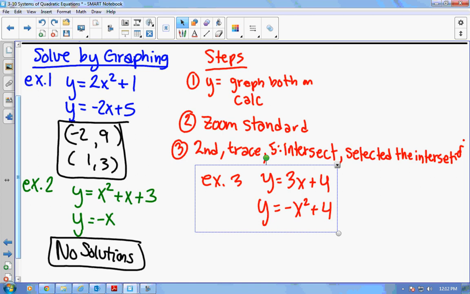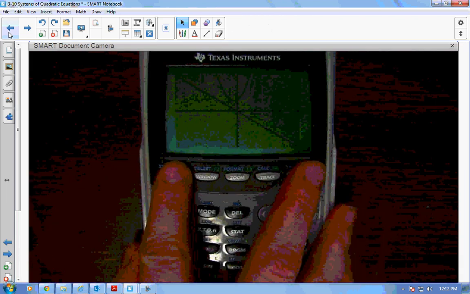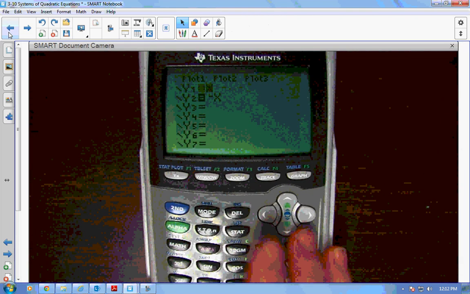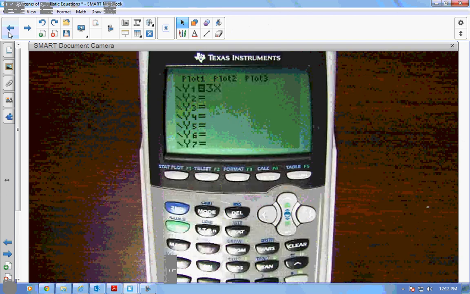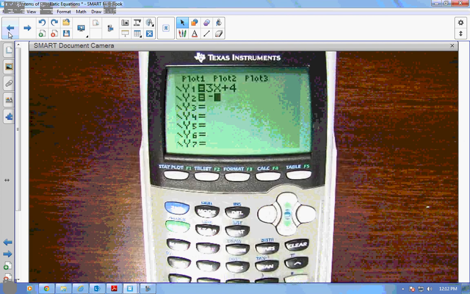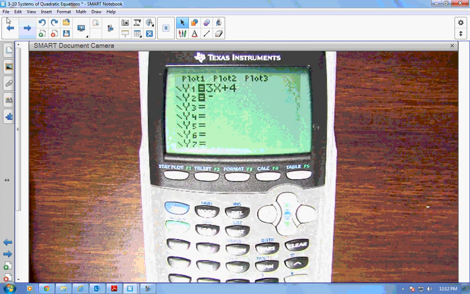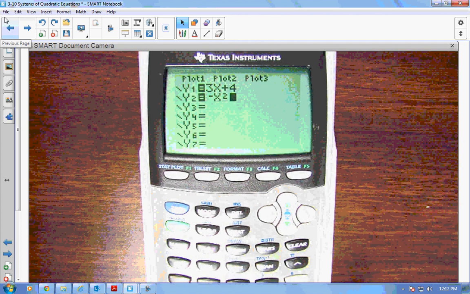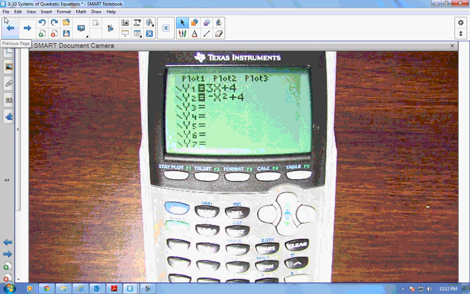All right, go to your calculators, please. Type them in. I hope you have them written down because I need to go to my camera screen. It was 3x plus 4. And negative, was it negative? Yeah. Negative x squared plus 4. Okay? Negative x squared plus 4.